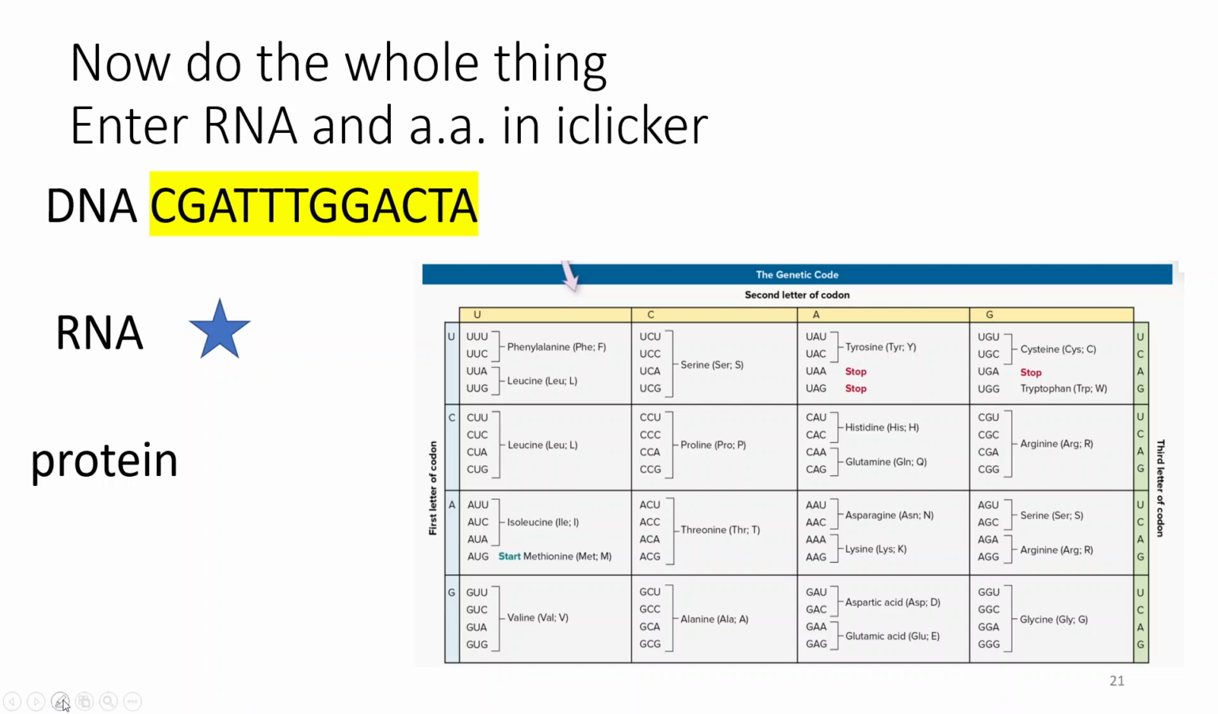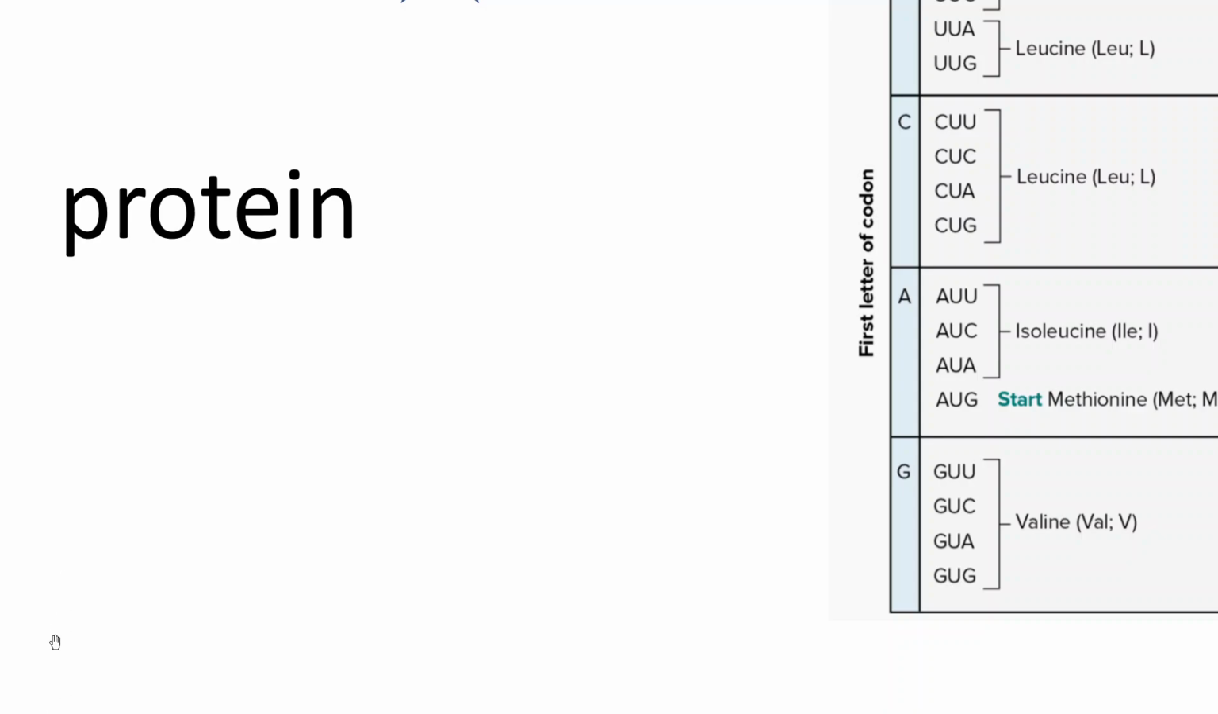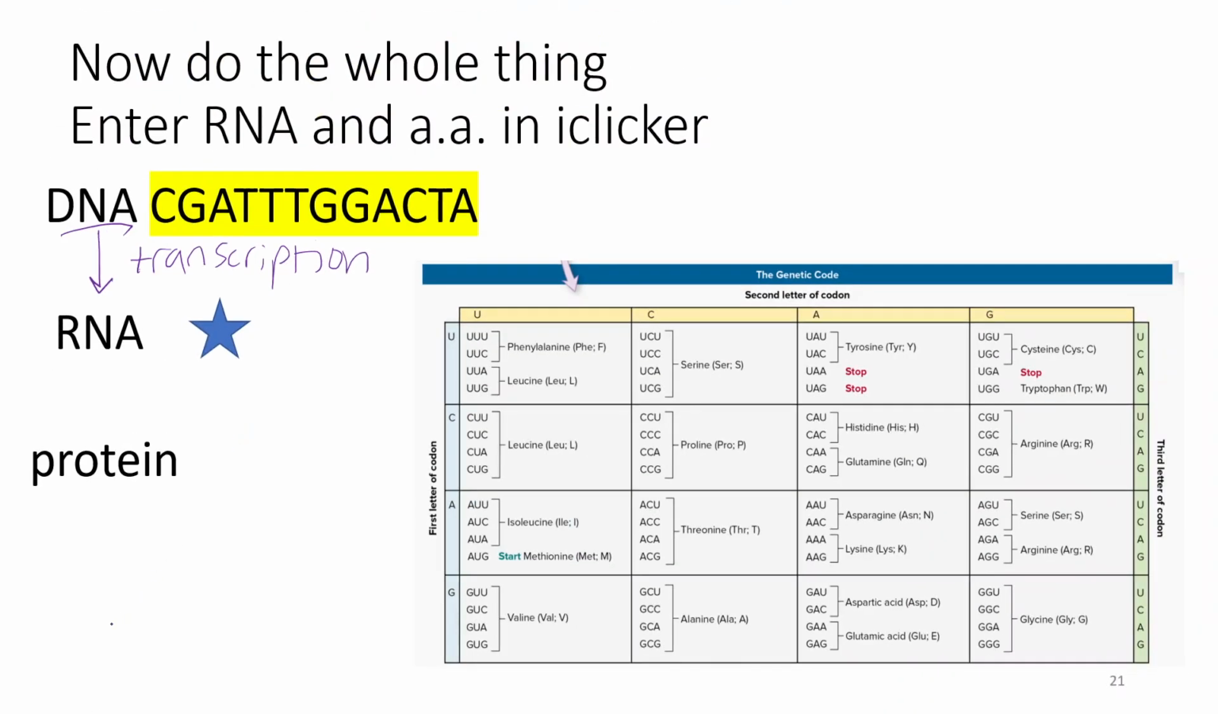Okay. So we're going to go first from DNA to RNA, which is the process of transcription. Okay. So I'm going to erase this so that I can write right under it. So take a moment, write out what you think this sequence of RNA will be, and I am going to work alongside you here.